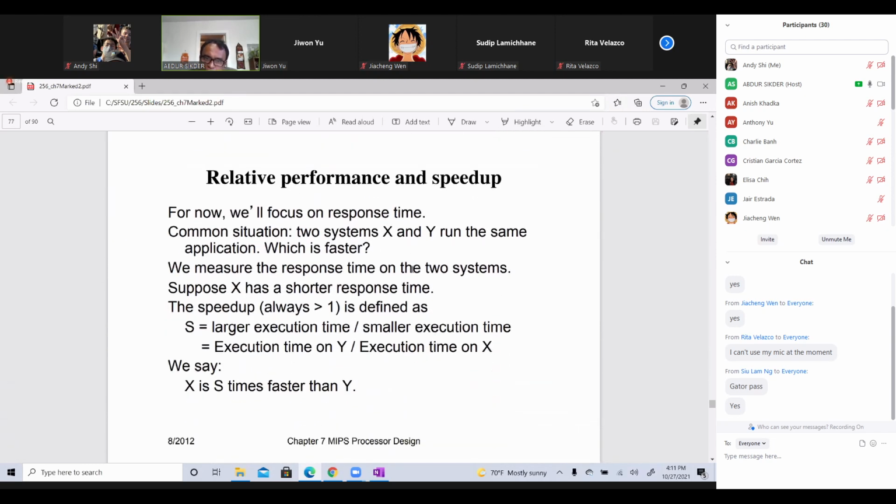Relative performance and speedup. We focus on response time. Common situation: two systems, X and Y, run the same application, which is faster? We measure the response time on the two systems. Suppose X has a shorter response time. The speedup, always greater than 1, is defined as S, the larger execution time divided by the smaller execution time. So the execution time on Y divided by the execution time on X. We say X is S times faster than Y.